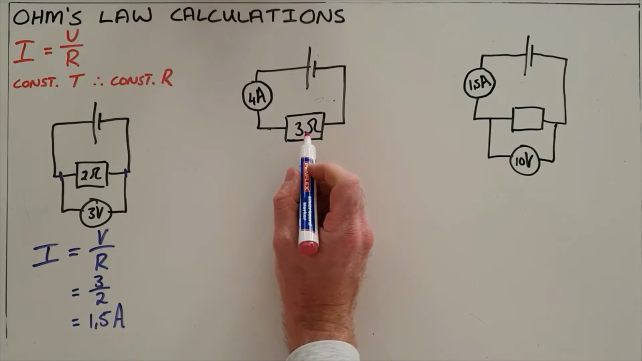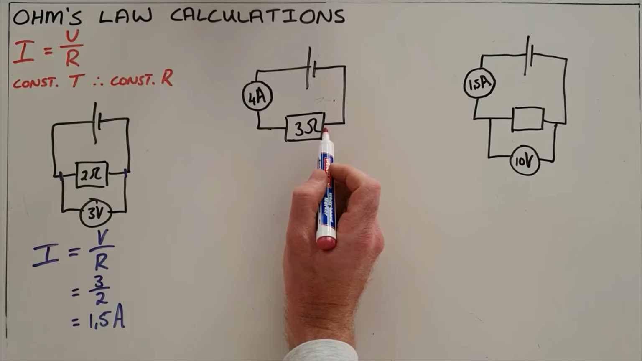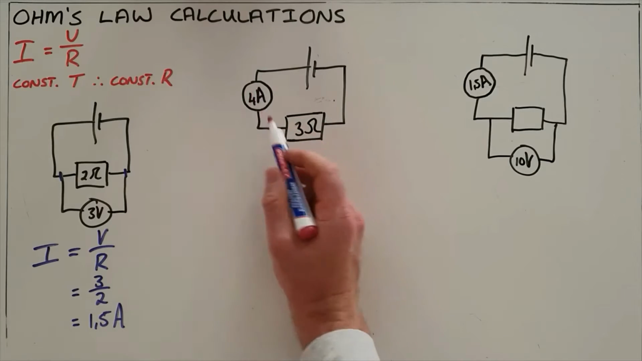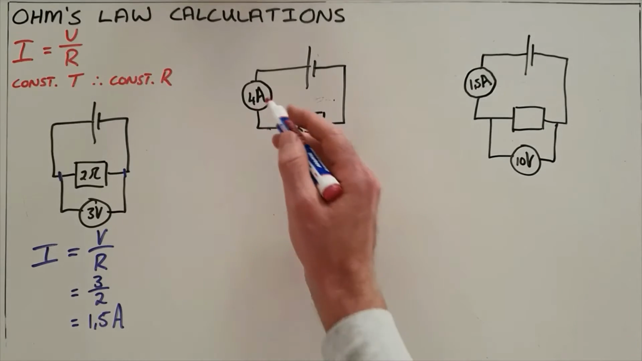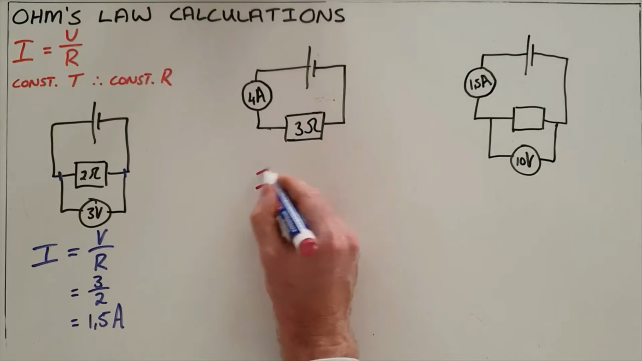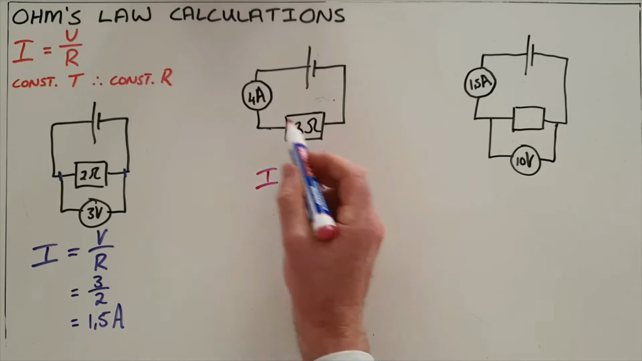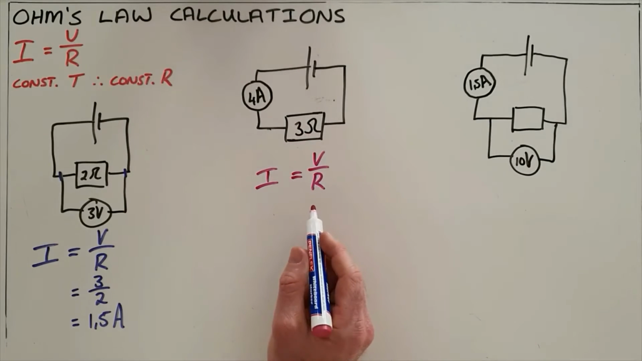So here we've been told that there is a current of 4 amps that is passing through this 3 ohm resistor. We know that this ammeter must be connected in series because ammeters must be able to count the amount of charge that passes a point per unit time. So what we know here is we have been told what the current is that is passing through the resistor, as well as what the resistance of that resistor is. So we use Ohm's law once again.